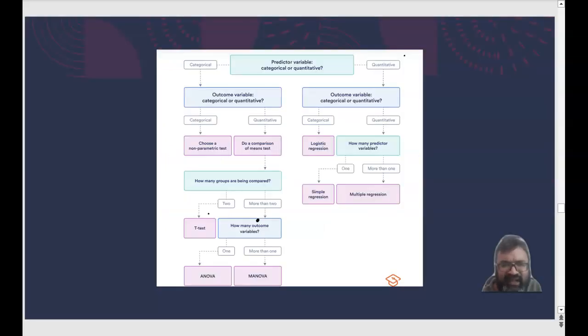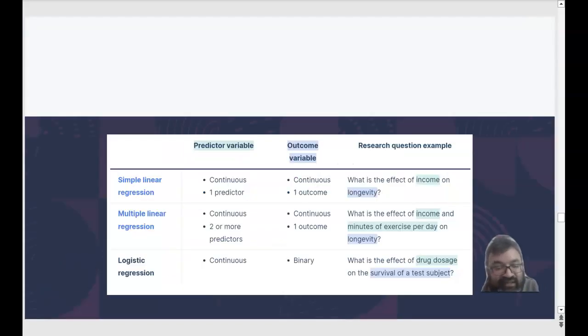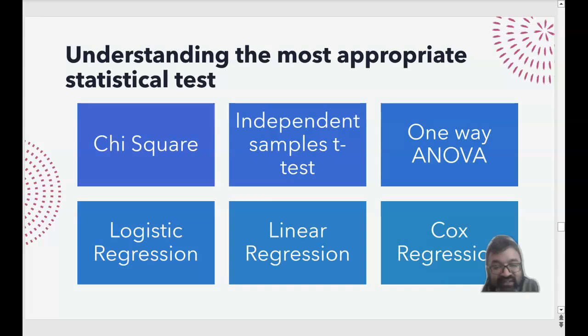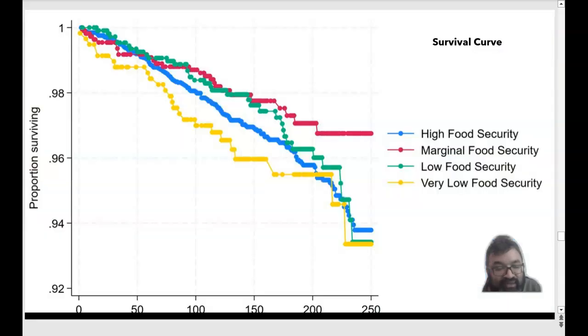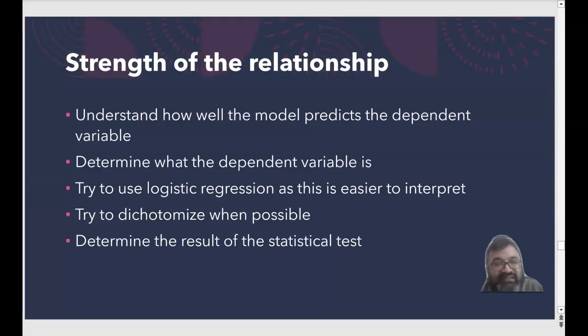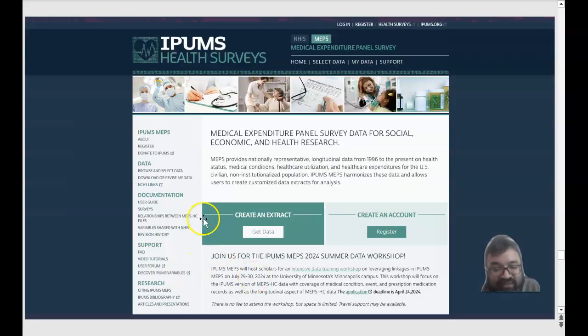Here's an algorithm that you can use. Replace quantitative with continuous, and then take a look at where each of these end up. And then this goes into some of the regression analysis, going into some of the statistical tests, and take a look at IPUMS. What I'm going to do is take a look at IPUMS and then wrap up.